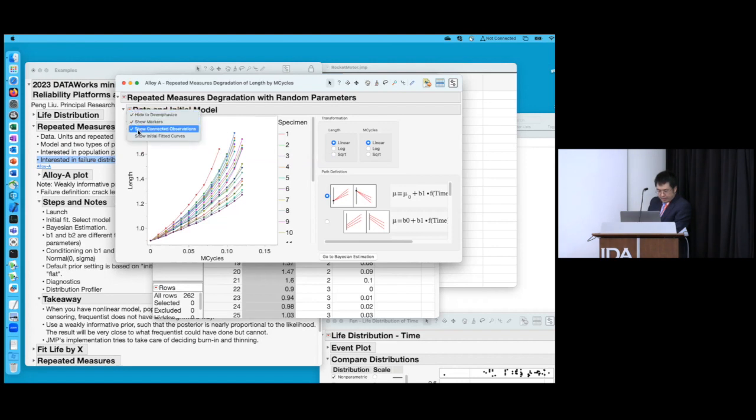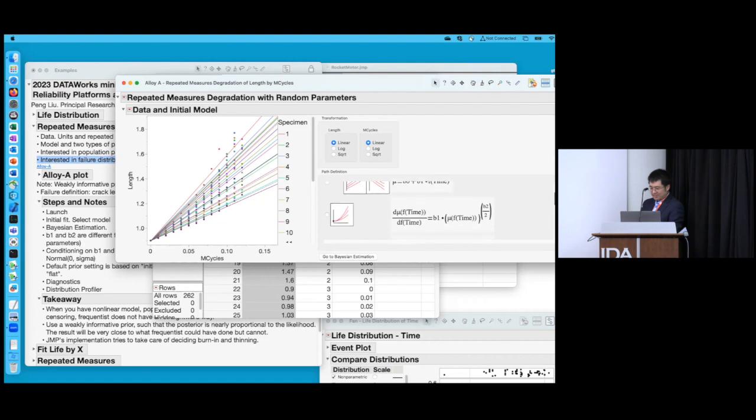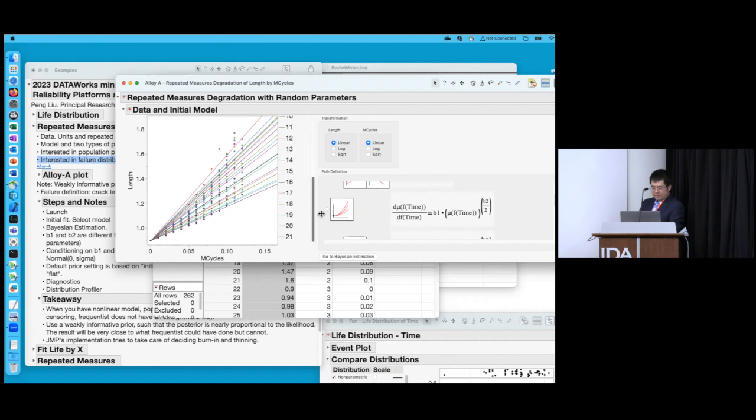Let me go back, toggle this off, and toggle this on. The software gives you an initial fit of this data using this model. This model is not what we want. This is the thing about using this platform: you need to know your model. Assume that you know this model. I'm not going to tell you which model it is. It's down here, let me scroll down. It's this scary looking model. It's a differential equation, but it happened to be the model that can fit this data. To fit this model, just click this radio button, and this is the initial fit.